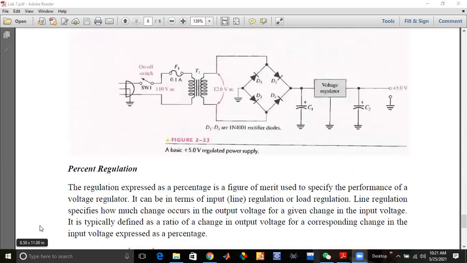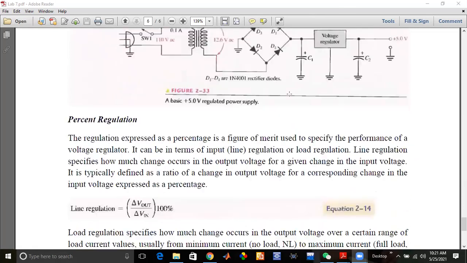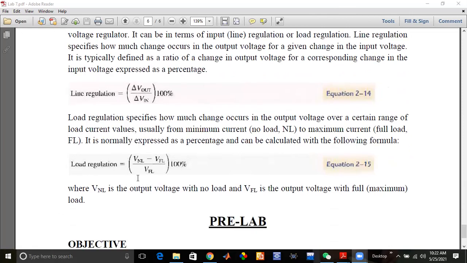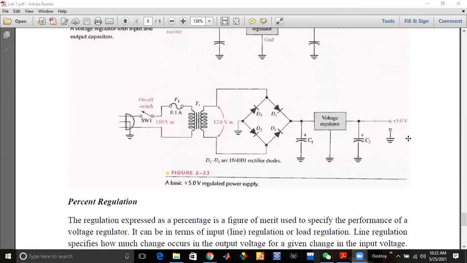So what is meant by percentage regulation? It will regulate to a specific constant value. Percentage regulation means the output variation divided by input variation multiplied by 100. And you can calculate the load regulation from no load minus full load divided by full load. No load means there is no load.